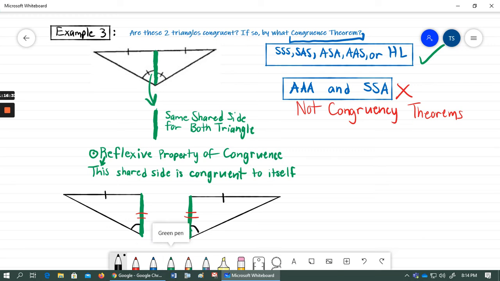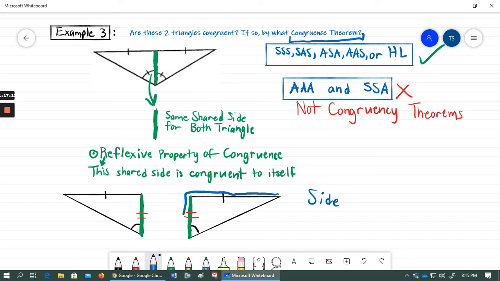Alright, so folks, with all that being said about that shared side being congruent to itself, now that we've got these three markings for each triangle, if we literally follow along in both triangles, go along the triangle, you see how I'm following along? What's the first type of congruency mark we get to? It's a congruency mark for a side, right? Awesome.